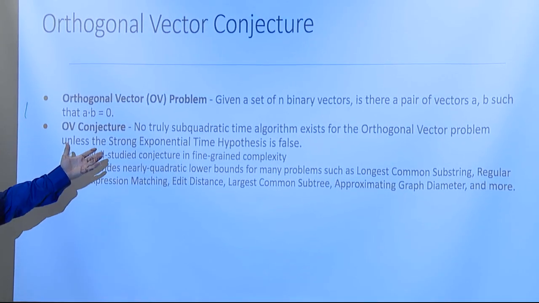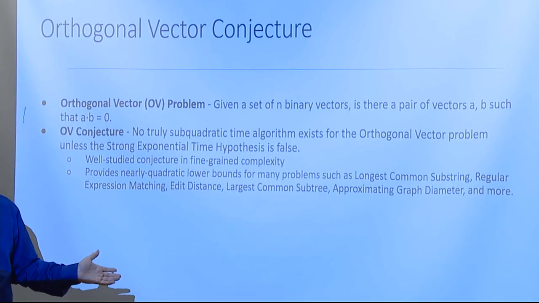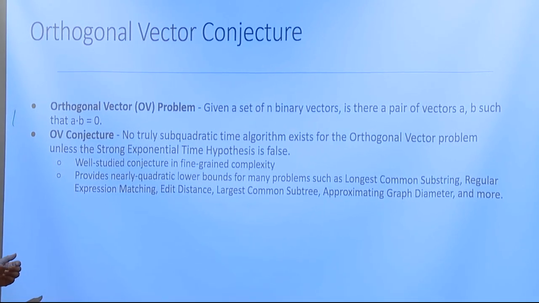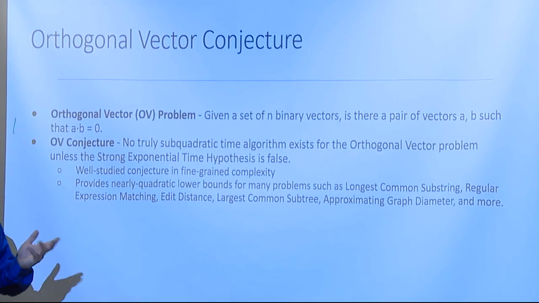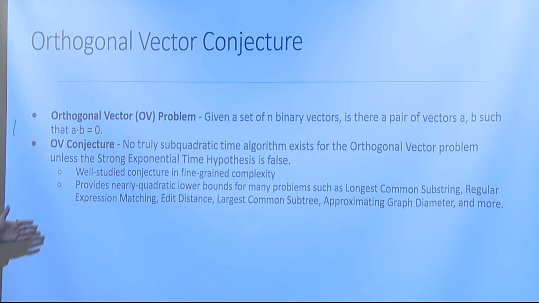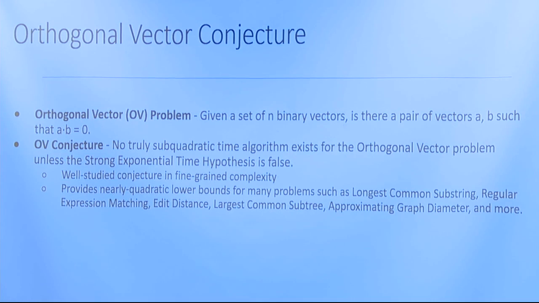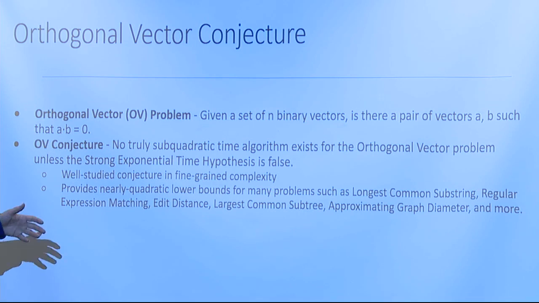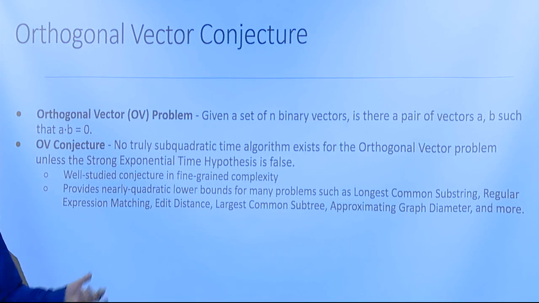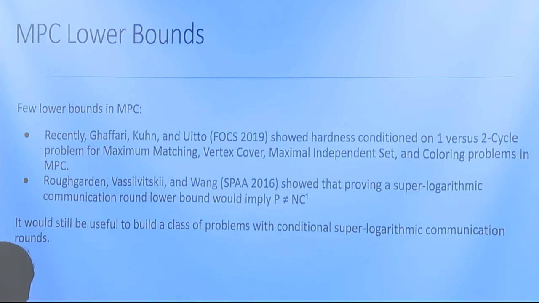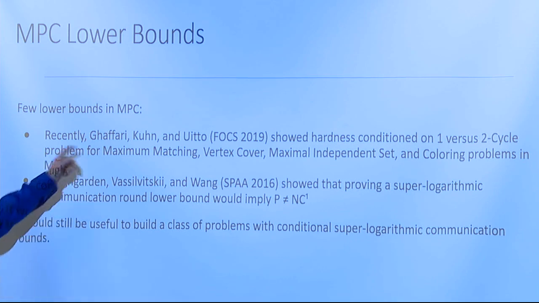So there is no truly subquadratic time for this problem. You cannot get essentially n to the 2 minus epsilon for some constant epsilon. It's a very well studied problem, and the interesting thing is that for lots of problems you can now show that you cannot get better than essentially quadratic time, because of reduction to this problem, orthogonal vector.